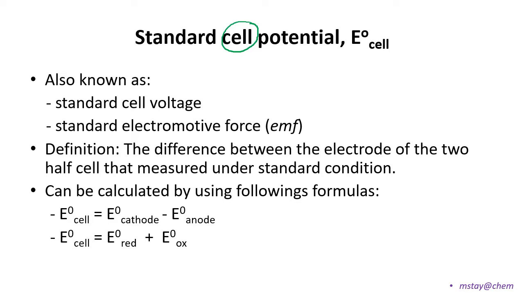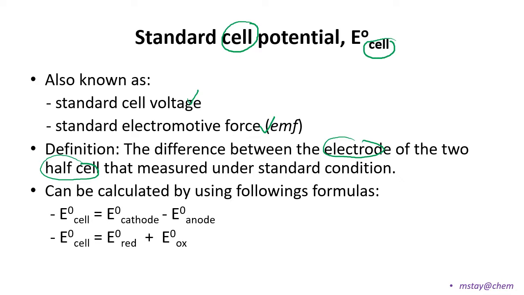So normally we write E naught with the subscript cell. Standard cell potential sometimes is also known as standard cell voltage or standard electromotive force. The definition is the difference between the two electrodes of the two half cells. So that's why, just now I mentioned, when you see the word cell, that means they are a combination of two half cells.